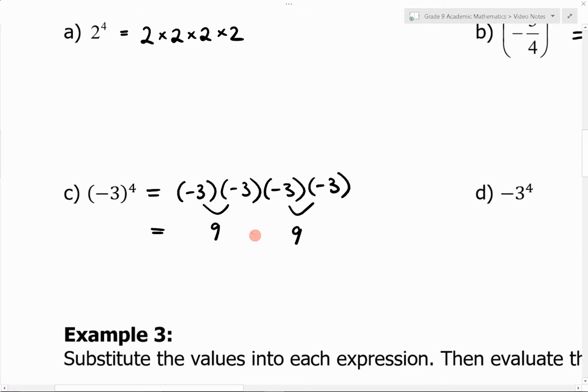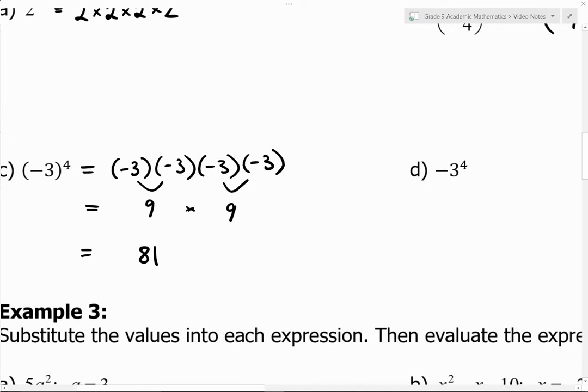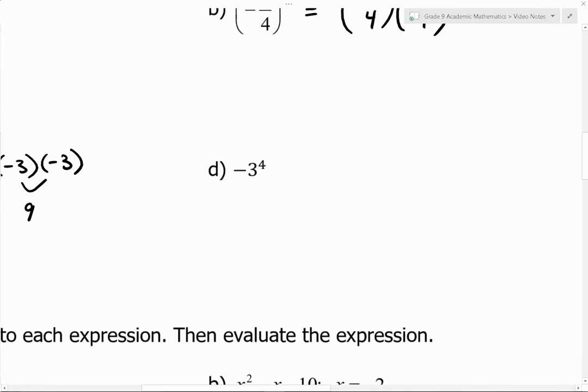Okay, and don't forget, we're still multiplying everything here, so there's a multiplication sign in between. And 9 times 9 is 81. Okay, so I have a positive result. However, what if I don't have brackets? What does it mean when I don't have brackets?